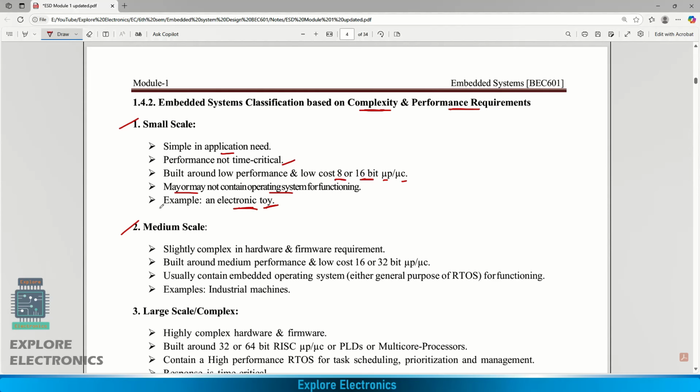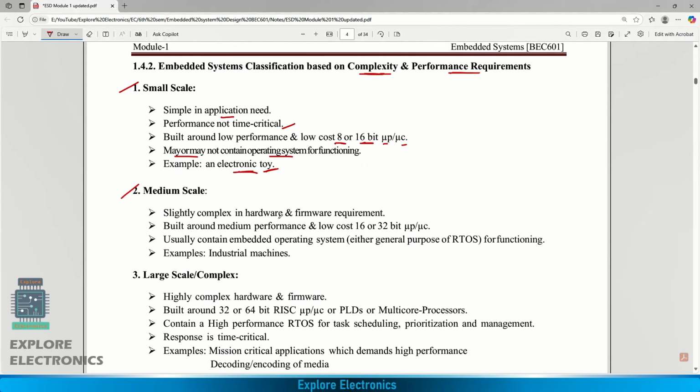Then comes medium scale. Medium scale in the sense hardware and firmware requirement will be there here. It is slightly complex compared to small scale, and built on medium performance, low cost, meaning 16-bit or 32-bit microprocessors. Usually it contains an embedded operating system. It can be a general purpose system if it is a bit complex, but it will generally have an embedded operating system in it. Industrial machines are an example for medium scale.